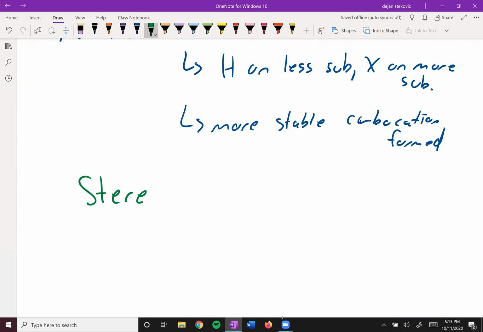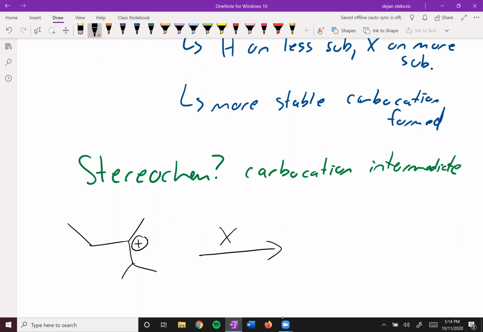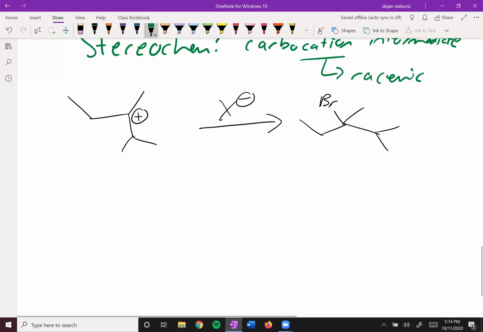If we think about the stereochemistry here, we have a carbocation intermediate. So for example, we'd have something like this. And remember, this is going to be totally planar. And so your nucleophile can come from either side. And so even if you had some kind of stereochemistry before, you will not have anything after, because you'll racemize the whole thing. You get a racemic mixture of products. That's one of the downsides of using these carbocation intermediates.